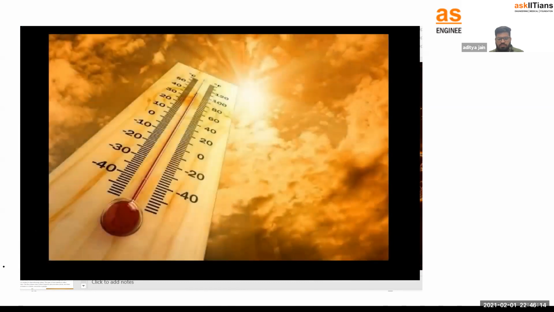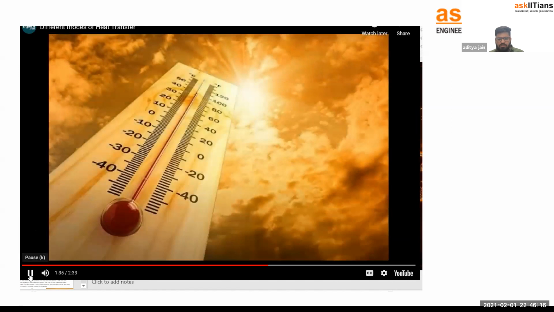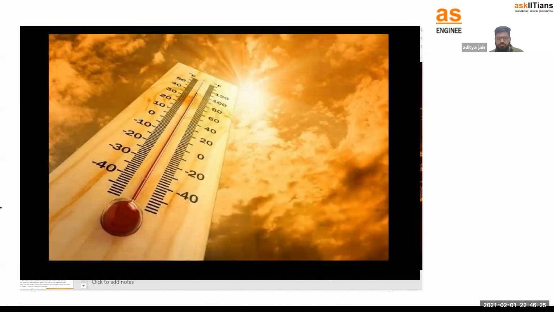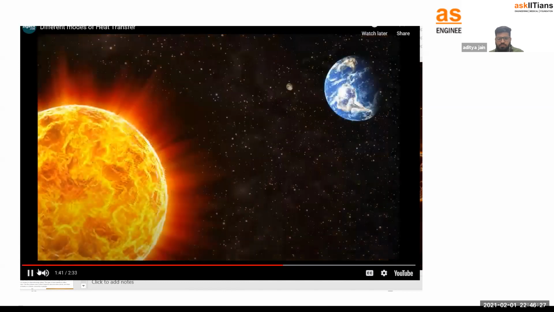Conduction and convection: there is a medium through which heat gets transferred. But there is no medium between the sun and earth, still we get heat from it. Now see, there is no medium between sun and earth, and still you are getting heat from the sun. So that is due to radiation, no medium required.